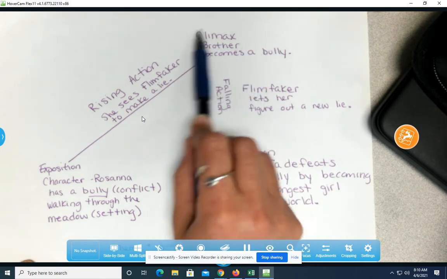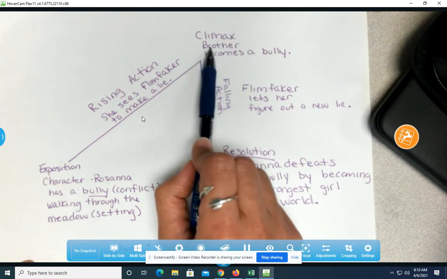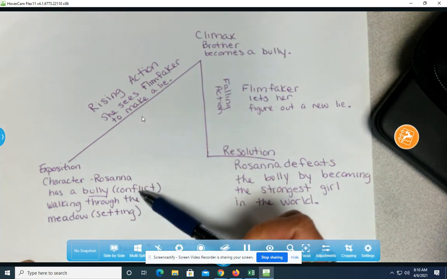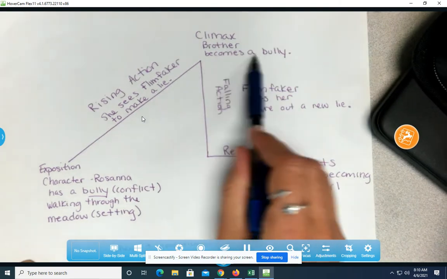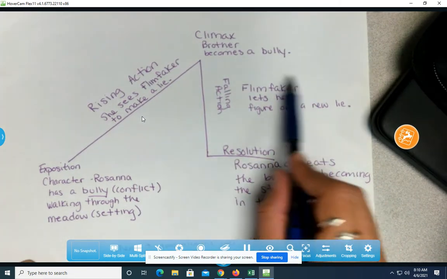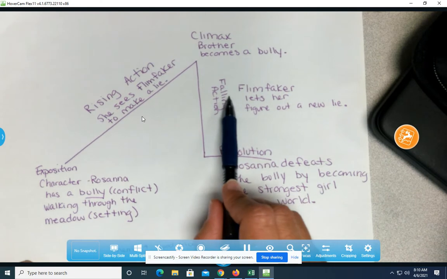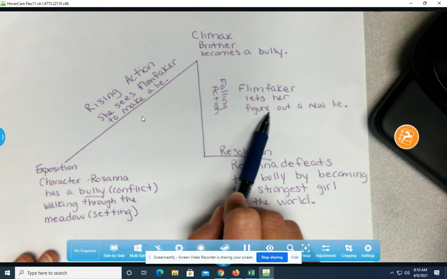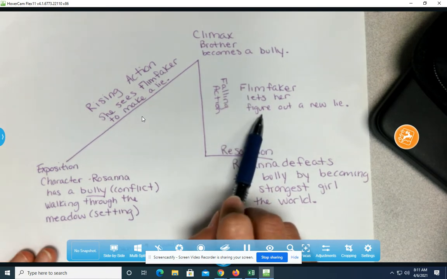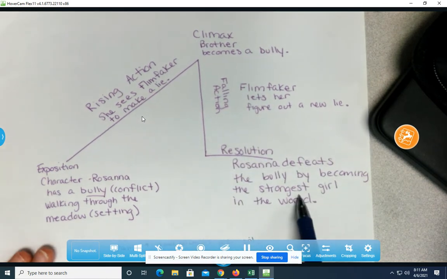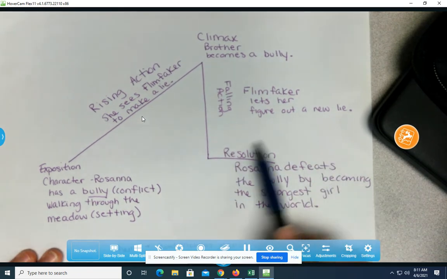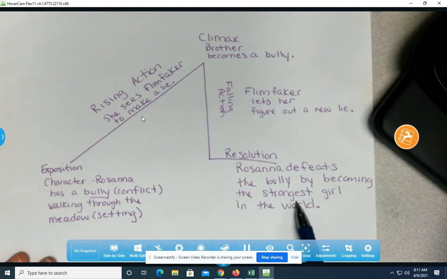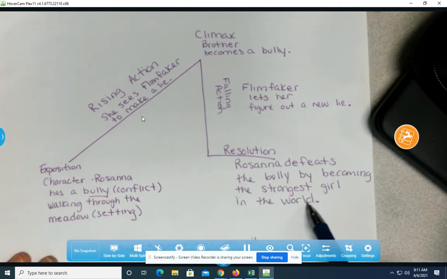Then her brother does become actually a tough guy, but unfortunately, he starts to bully her and gets into the side of the bully who initially started bothering her to begin with. As the plot begins to unravel in the falling action, the character who let her make the lie allows her to make a new one. And so she makes up a new lie. Her brother becomes back to normal. And that new lie is that she becomes the strongest girl in the world. And as she becomes the strongest girl in the world, she's able to successfully defend herself against that bully. And that's how the conflict of Rosanna's bully is resolved.